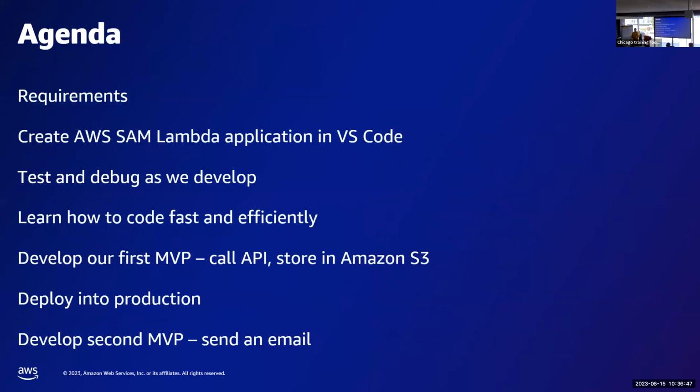So what we're going to do is go over the requirements real quick. If you're familiar with AWS, which I assume everybody is, you're going to need an AWS account. We're going to create an actual AWS Lambda function with the same application by the command line. We're going to test and debug everything in VSCode. We're going to learn how to code fast and efficiently. We're going to develop an MVP. We're going to deploy it to production. And then if there's time, we're going to learn how to develop our second MVP.